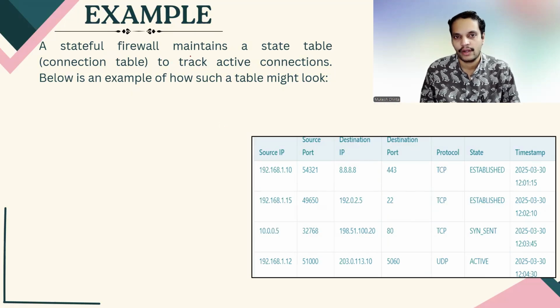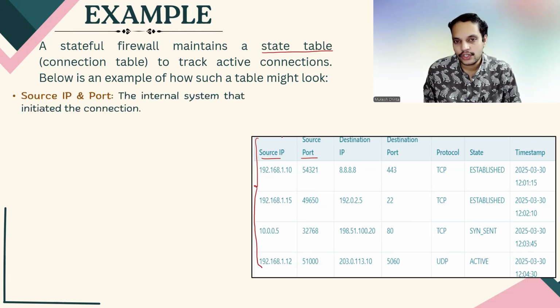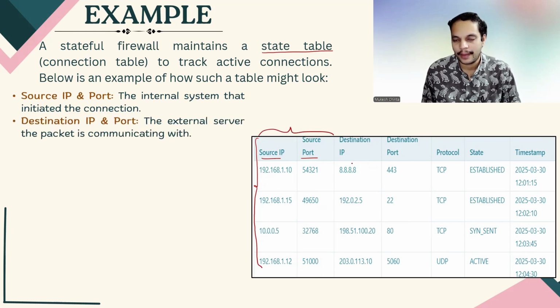A stateful firewall maintains what we call the state table to track the active connections. These are the attributes present in a state table. The first is the source IP address and the source port address. These two correspond to the internal system that initiated the connection. The next two are the destination IP address and the destination port address. These two attributes indicate the external server that the packet is communicating with.